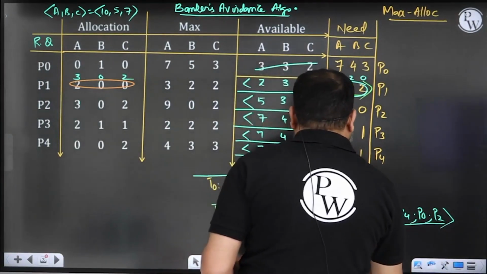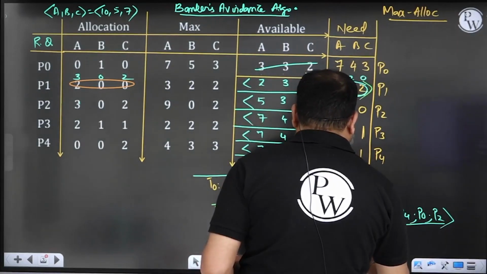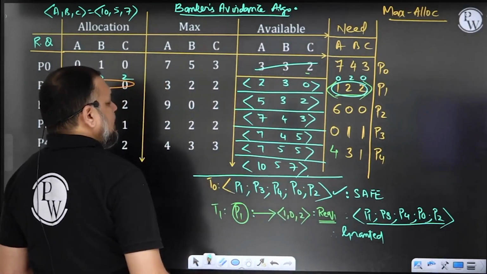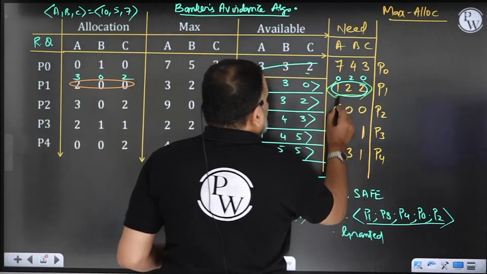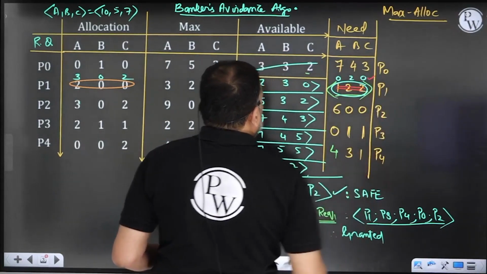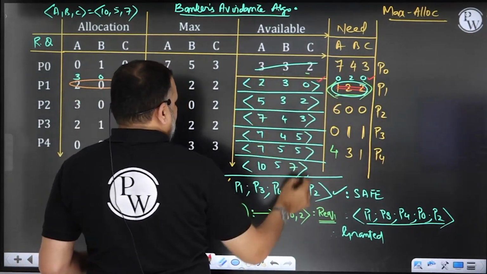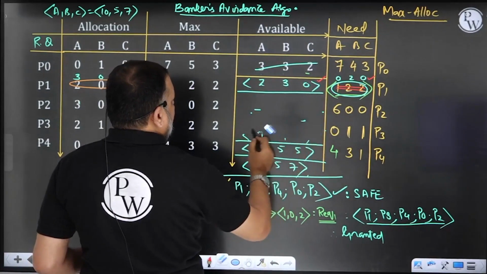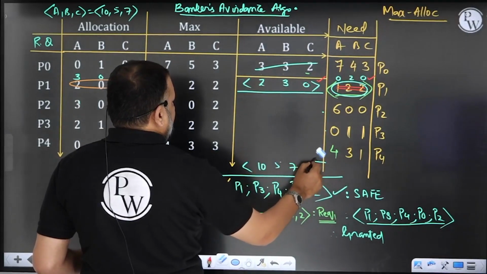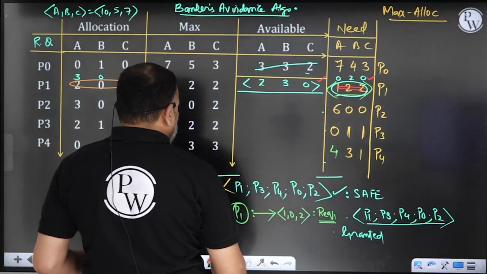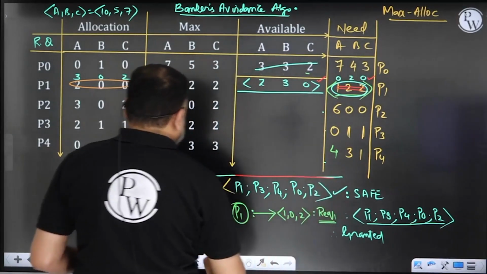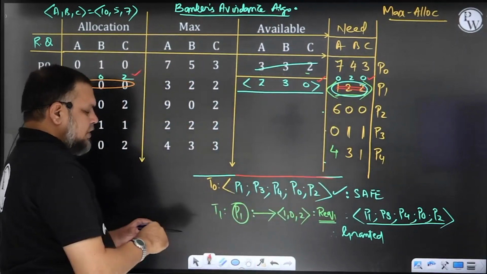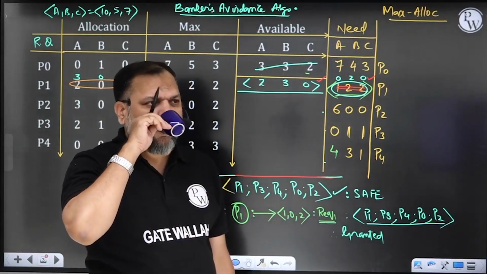Means the system is safe, therefore the request is granted. When the request is granted, the changes that we made become permanent, meaning boys and girls, changes will become permanent. That means this will not be 122 now, this will be 020. This will not be 332, it will be 230. So I will rub off this. My new available will become 230 because the request is granted. The cashier has given the cash to the customer. So this will become 302. This will become 020. And the system will continue, the process will continue because the request is granted.